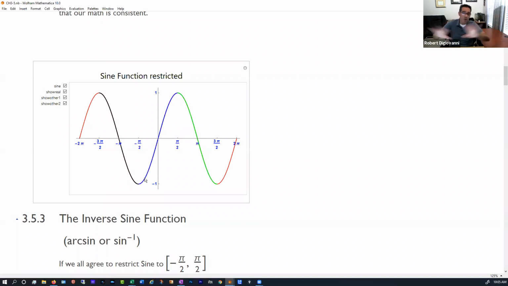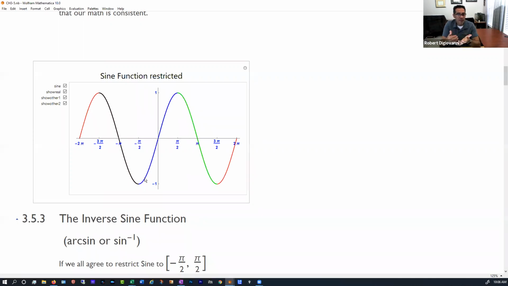And I could do this anywhere I want on the graph, right? I just need to find myself a nice little chunk that goes all the way from the bottom to the top, but never has a failure of the horizontal line test. And so do you all agree that there's kind of like an infinite number of choices we have here of where we can find that chunk?